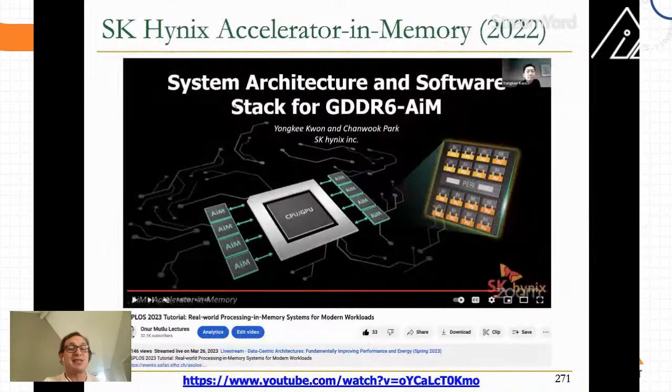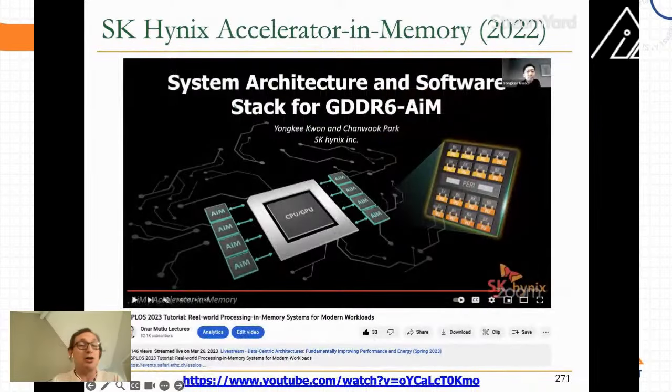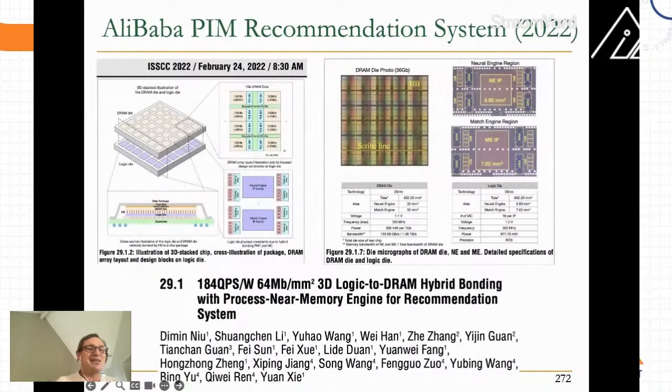And if you're interested in this, there are papers on this topic. I kind of mentioned them. For example, I put it over here. And there are also talks on this topic in the real processing in memory symposium that we had. We actually had talks from Samsung, SK Hynix, IBM, et cetera, that talk about these architectures that they've been developing, including Alibaba. That's the next thing I mentioned.